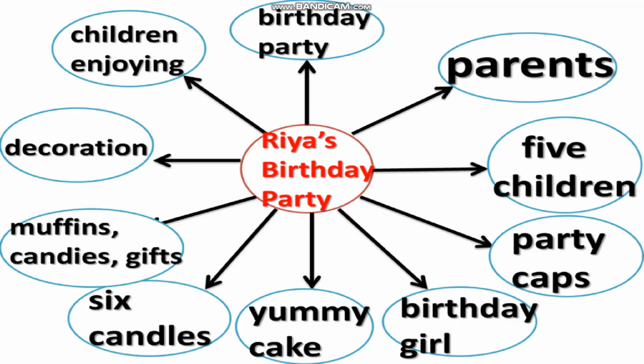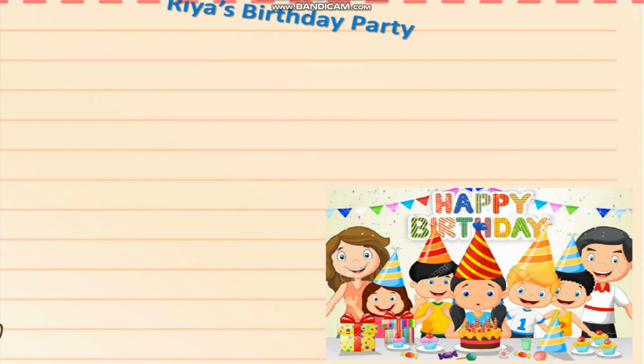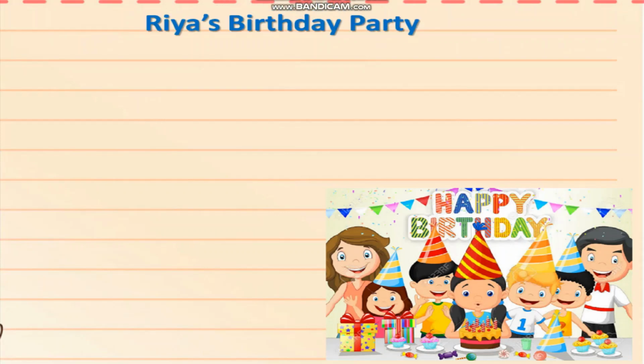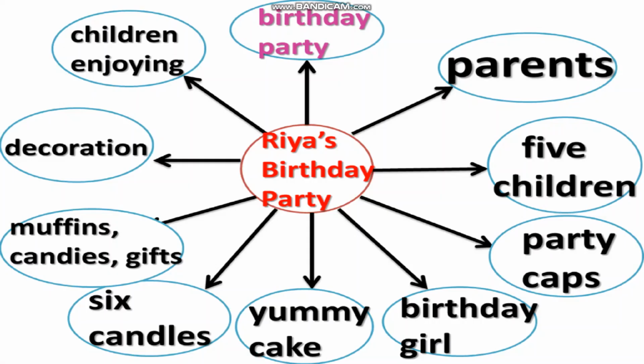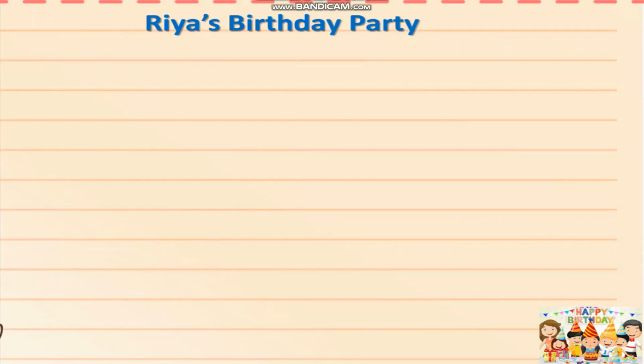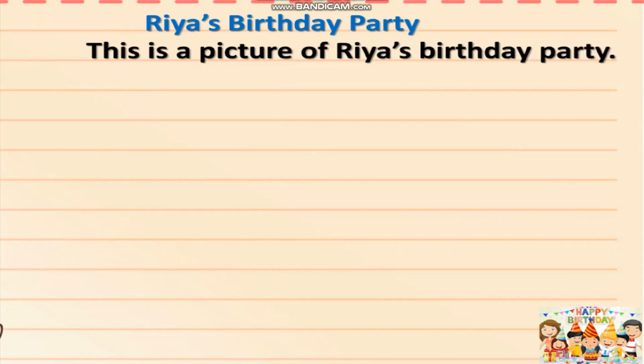Let us start writing the picture composition. We begin the picture composition by writing the title, Ria's Birthday Party. And remember to leave 2 fingers space when you start writing the composition. Let us see the first point. Birthday party. Let us now write the sentence. This is a picture of Ria's birthday party.